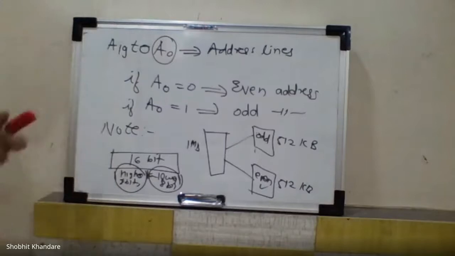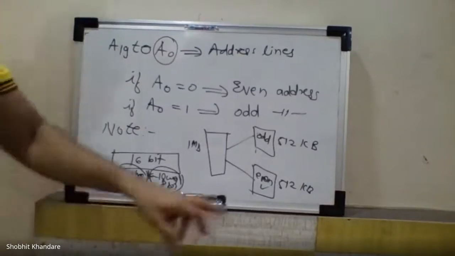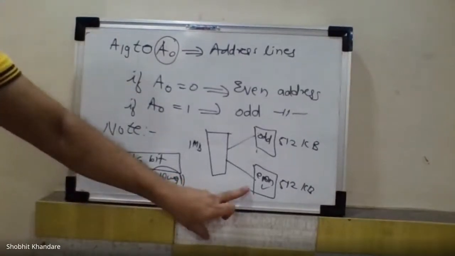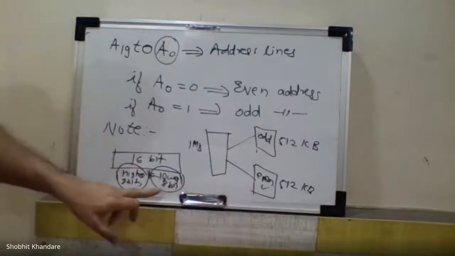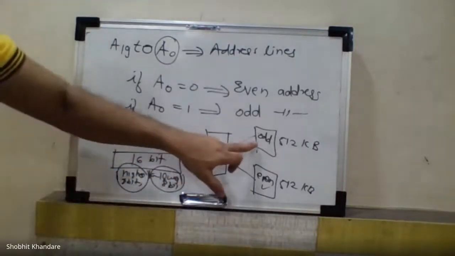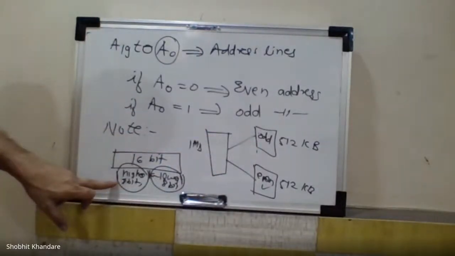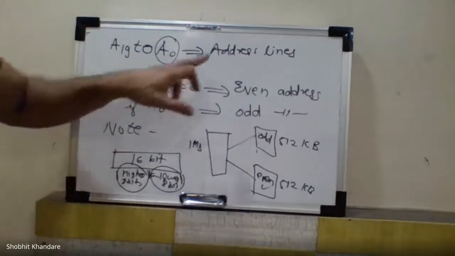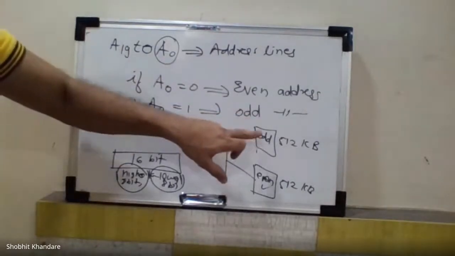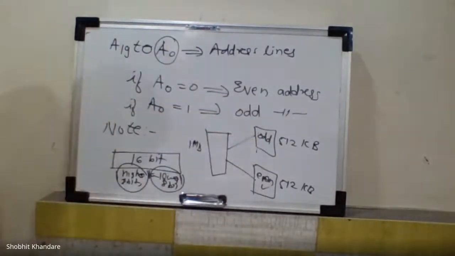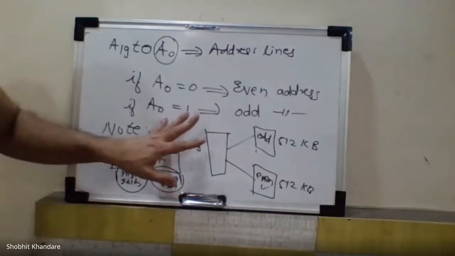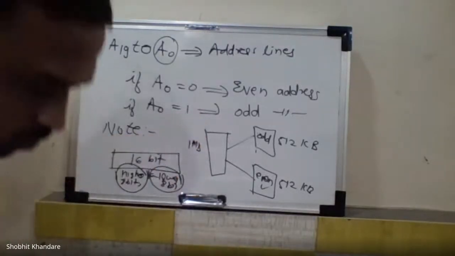So these are the alternate names. Why is the even bank called a lower bank? Only because it stores lower 8 bits of data. And why is the odd bank called a higher bank? Because the remaining higher 8 bits of data are stored into the odd bank. I hope you have understood this.